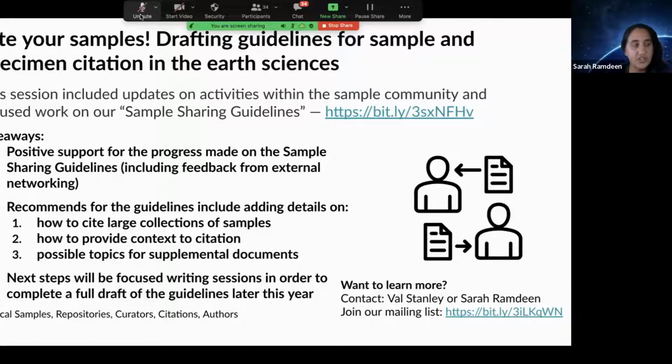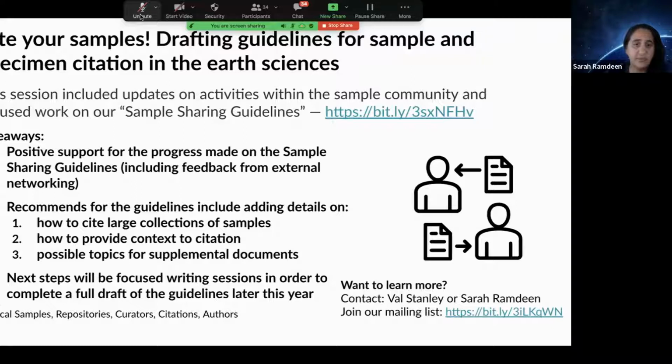We've also roadshowed the work we've done so far at the Research Data Alliance and at Spinach, two other communities, both global, but one focused on data and the other focused on natural history collections. We've gotten good feedback from those communities. They are interested in perhaps adopting our guidelines once they're complete.